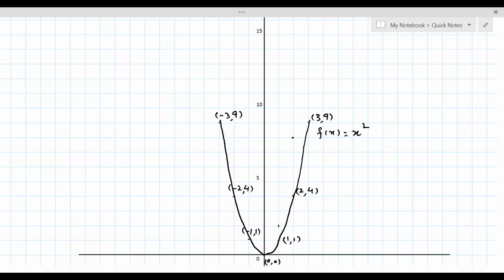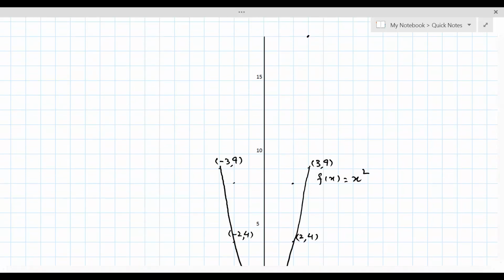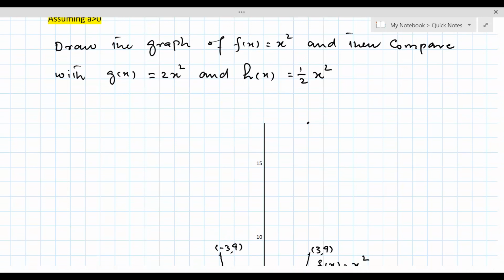And on the negative side, this will be minus 1 and 2. Minus 1 and 2 is right here. And next point is minus 2, 8. So that will be right here, minus 2, 8. And the next point will be minus 3, 18. Minus 3 and 18 will be right here. So this is the point 3, 18. And this is minus 3, 18.